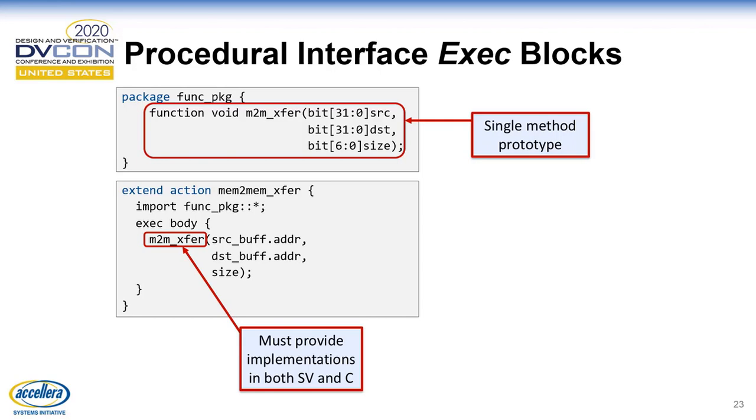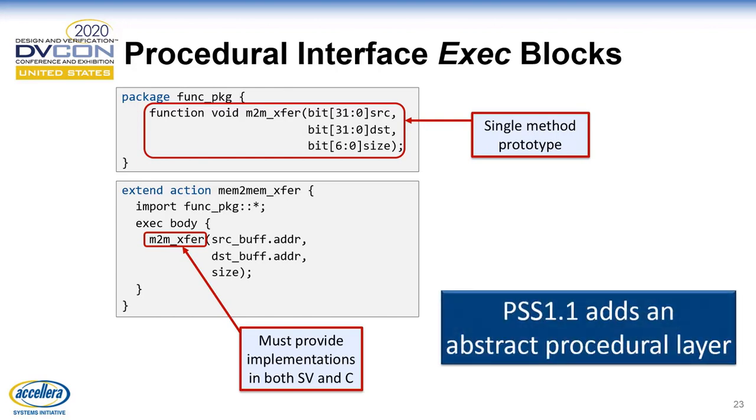So your portable stimulus model is the same, because you only have the procedural interface code there. But you still have to implement the same thing in 2 languages. Right? It makes it a little easier to manage things at the portable stimulus layer, but ultimately you have to do the same work twice. So in 1.1, Karthick is going to talk about this abstract procedural layer, which allows you to specify this level of behavior once and generate the different implementations from it.